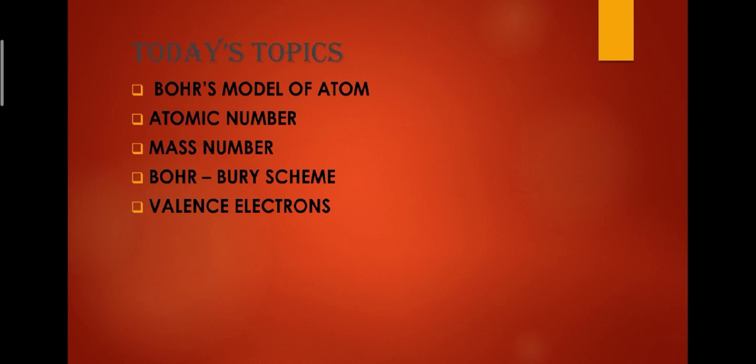So today's topics of this chapter 4 are Bohr's model of an atom, atomic number, mass number, Bohr-Bury scheme, and valence electrons. In the previous video, I explained the theory of how electrons, protons, and neutrons were discovered, what their characteristics are, and what experiments were performed to discover these three subatomic particles. Now, let's get started with today's topics.